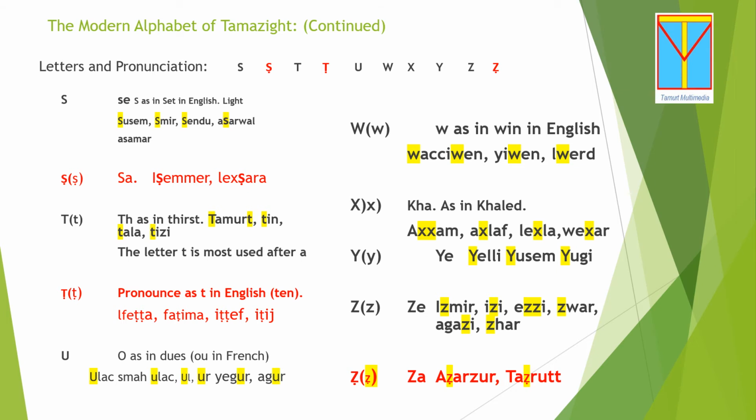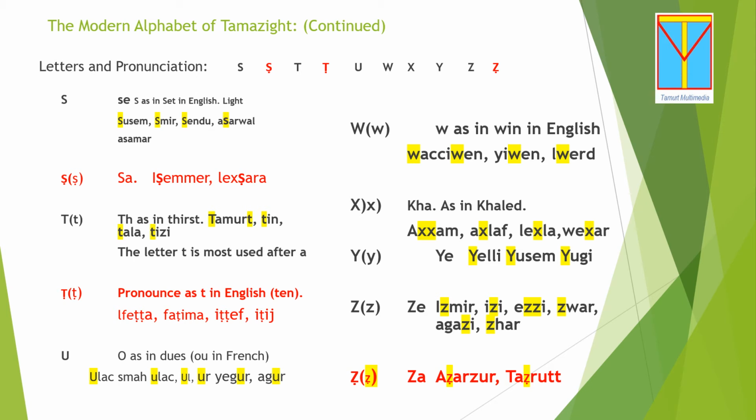The T letter is pronounced th, as in thirst. Thamurth, thin, thalang, easy. The letter T is most used after the letter A. The letter T with a dot underneath is pronounced as a T as in English, like ten. So we say Fatima.